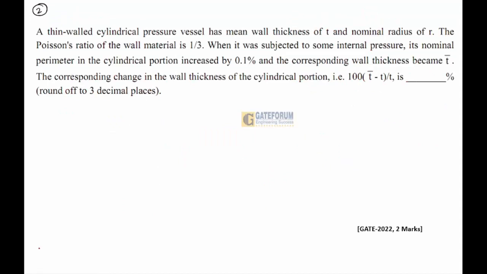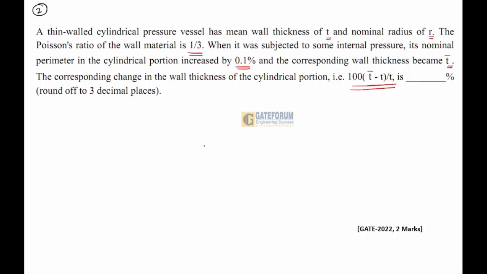A thin-walled cylindrical pressure vessel has a mean thickness of T and nominal radius of R. The Poisson's ratio of the wall material is 1 by 3, which is mu. When it is subjected to some internal pressure, its nominal parameter in the cylindrical portion is increased by 0.1%, corresponding to the wall thickness of T bar. The corresponding change in wall thickness of the cylinder portion, that is 100 times T bar minus T by T, is dash percent. Round off to the decimal place.